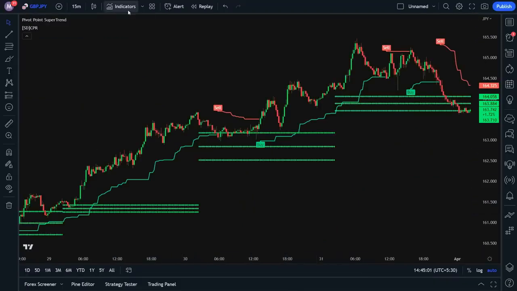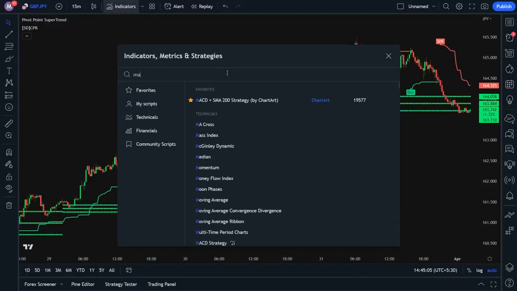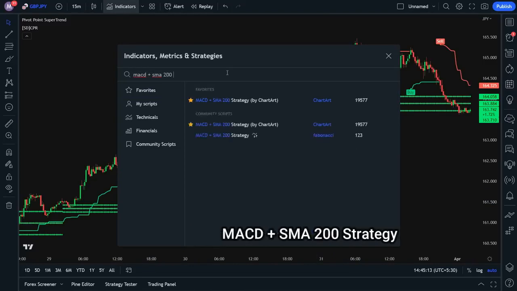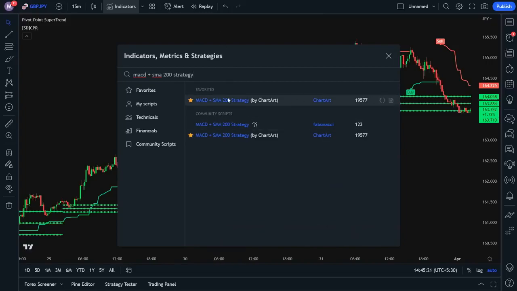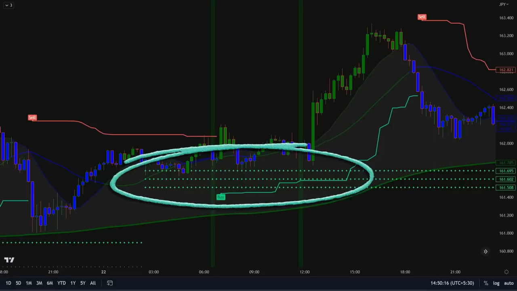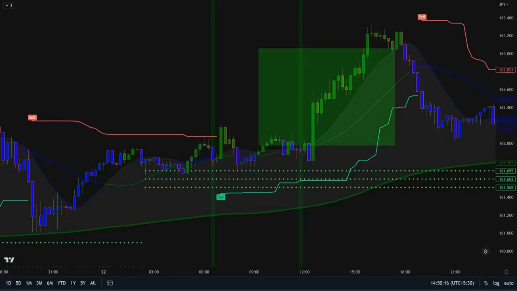Now, we'll use all the three indicators together to execute a trade. First, add the MACD plus SMA 200 indicator to your chart from the Indicator tab. Now, let's see how to execute a buy trade. The first condition is that the market price should be above the 200 moving average line, shown in green. Next, we'll check the Supertrend indicator for a buy signal confirmation. Once we get the confirmation, we'll look at the CPR indicator. Here, we have a perfect buy signal, so we can enter into a long position.